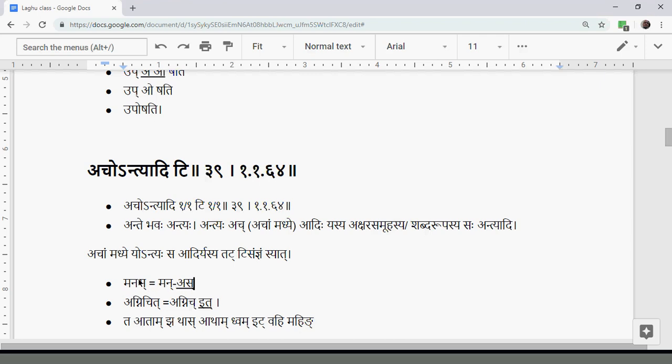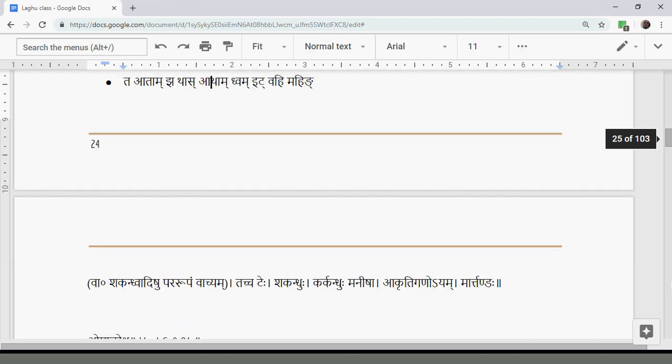So in Manas, Mana, Man and Us, I am just separating it out to show that this is the last vowel. Starting with the last vowel. Manas, see, if I put a space here, then they will look like two separate words. They are not two separate words. I am putting a dash to separate out this vowel. That's all. It's not separated out in a word. Agni, in this also, Agni Chit is Agni Ch and It. The last vowel is separated out to show the Shabda Rupa, as in Akshara Samuha, starting with the last vowel. Because coming to other examples, Ta Atam, Jha, Tha Atam, Dhvam, Idvahi, Mahim, these are the nine pratyayas.